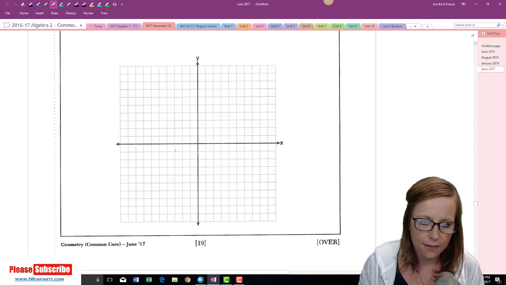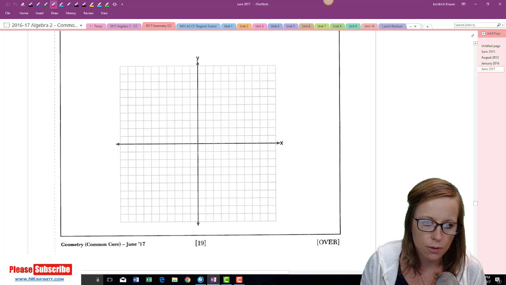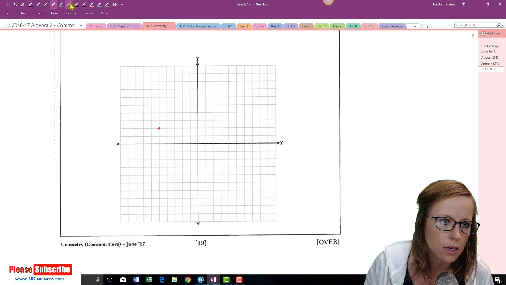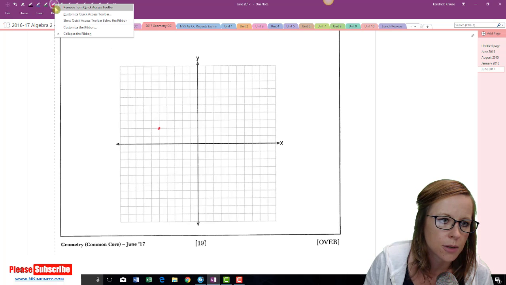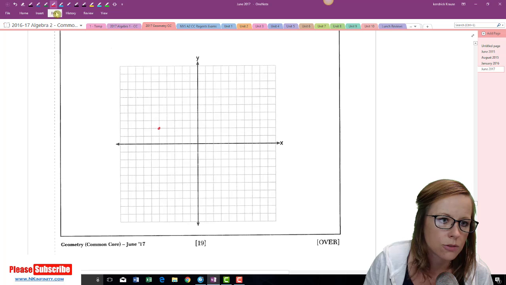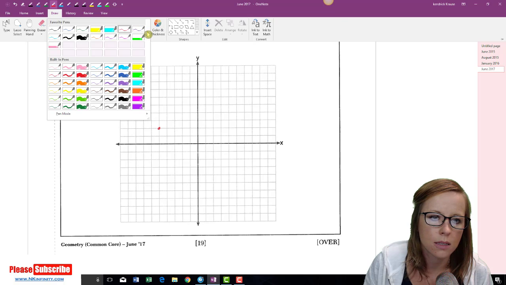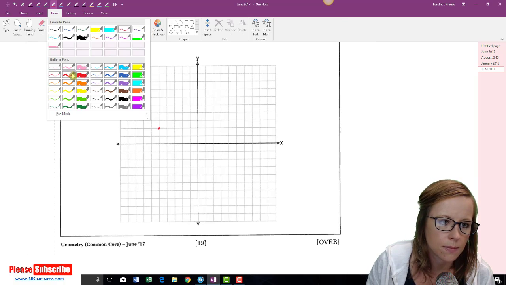So (-5, 2). 1, 2, 3, 4, 5, 2. Oh, this is awful. I hate this. Okay, sorry. I might just have to use a fatter marker. Can I fatten this marker up or what? Draw. It's just so annoying. We'll do that. Okay.